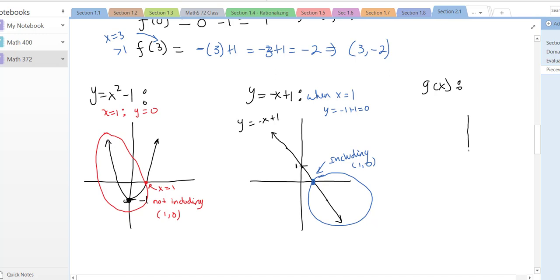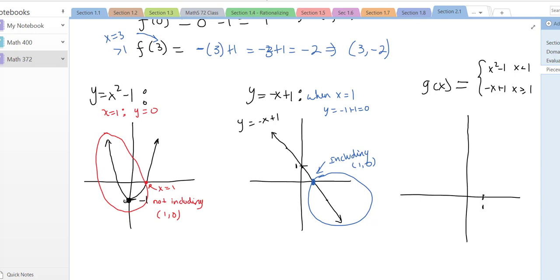So you will see what happens here. As we put it together, g of x here is the function x squared minus 1 when x is less than 1, and -x plus 1 when x is greater or equal to 1. So I'm going to go to 1, because that's where my pieces are put together. To the left of 1, we're going to take the parabola and come back. And it says not including, so normally I will put a circle there and leave it open because it's not included.